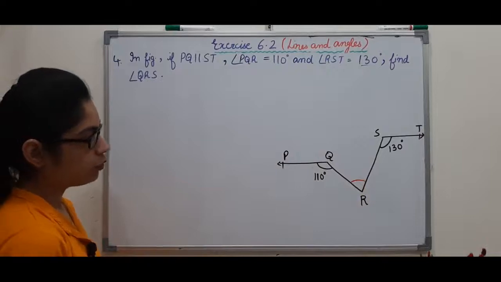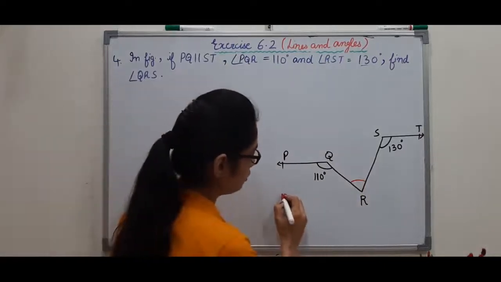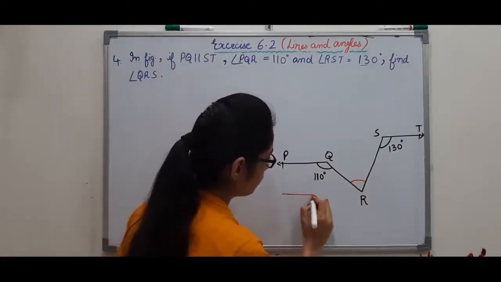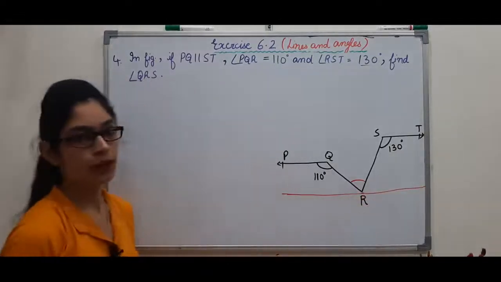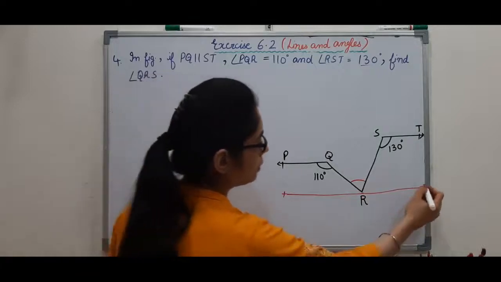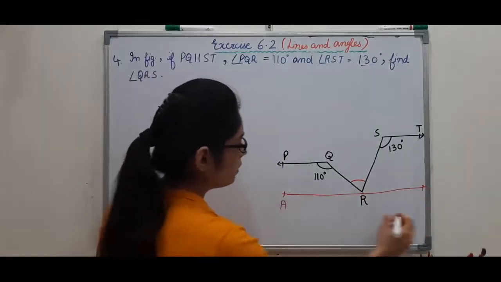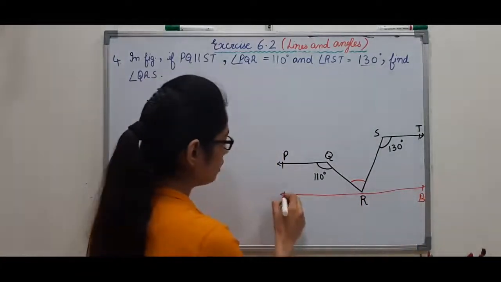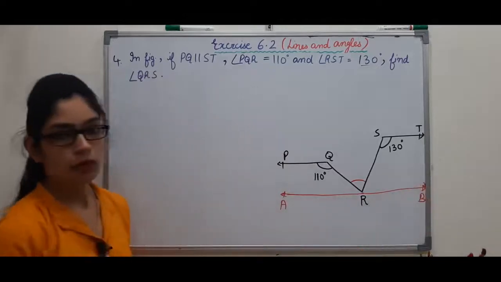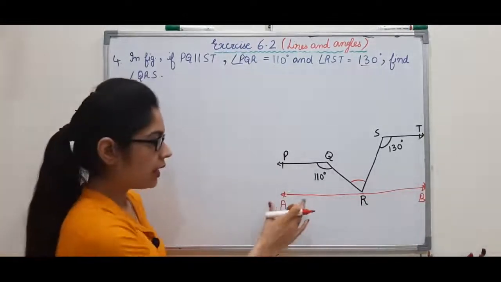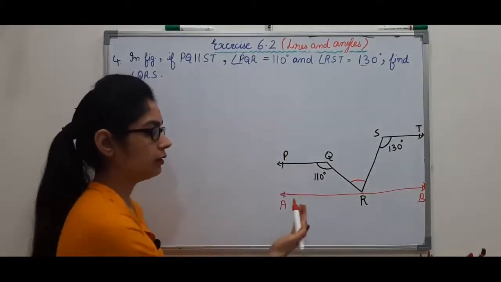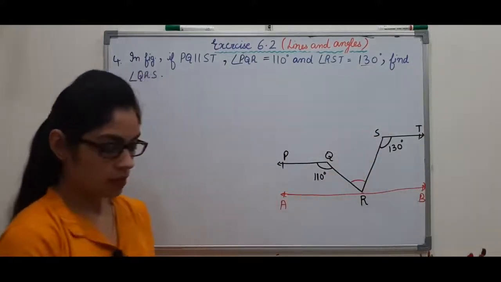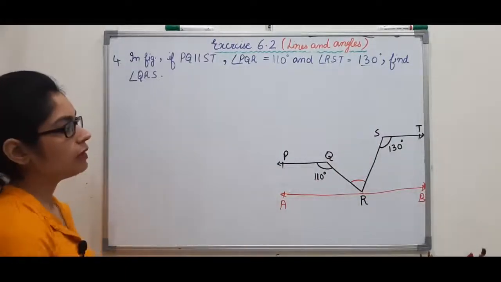Here we have to do one construction. We'll draw one line which will pass through point R. Let's name this line AB. We have to construct this line in such a way that it is parallel to PQ and it is parallel to ST also. So let's proceed the same way as we have been doing.